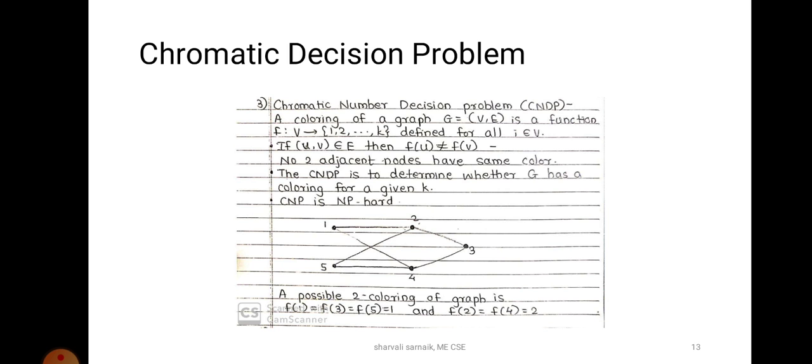Now in this graph, a possible two-coloring of the graph is: function 1 is equal to function 3 is equal to function 5 is 1, and function 2 is equal to function 4 is 2. That is, vertex 1, vertex 3 and vertex 5 have the same color, so we mark it as 1, and function 2 and function 4 have a different color, so we mark it as 2. So this is how the chromatic number decision problem is.